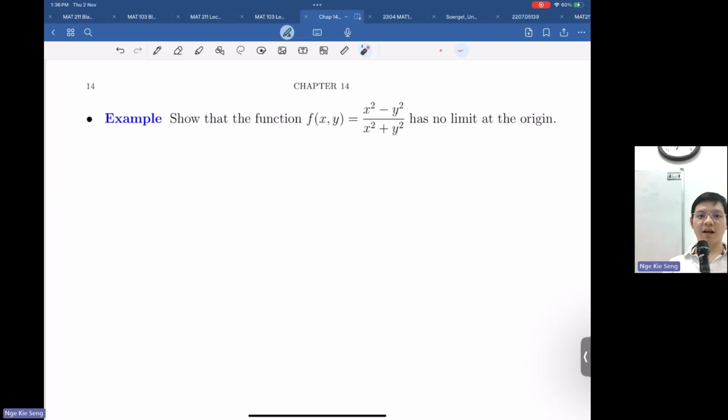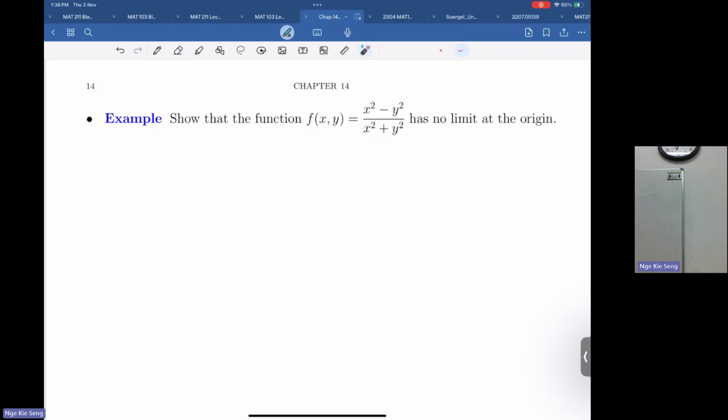Okay, so show that f(x,y) has no limit at the origin. Any idea how to show it? Do you want to try the method we have just now? Check the limit of the numerator and denominator at the point (0,0). What's the limit of the numerator going to (0,0)? 0, right?